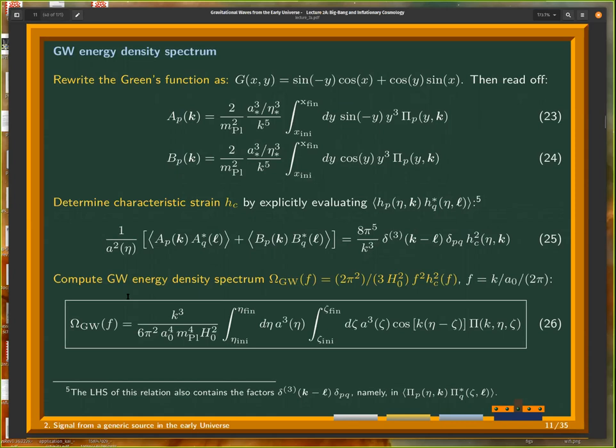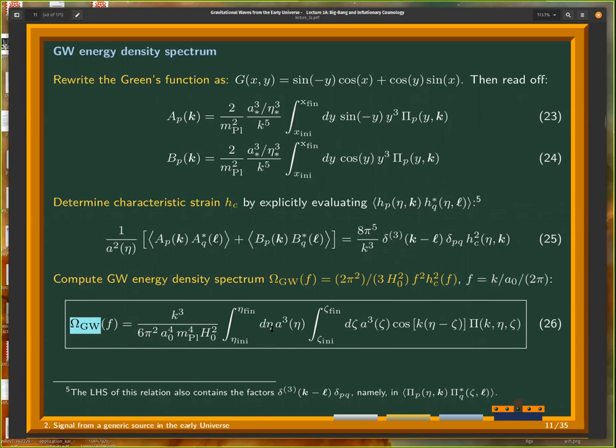In the final step, I can relate my characteristic strain to the energy density spectrum of gravitational waves via this relation here. So I take my solution for Hc and just plug it in here. And then after these steps, I mean, this maybe takes half a page of calculations, or up to one page of calculation maybe, I find this final expression for the gravitational wave spectrum.